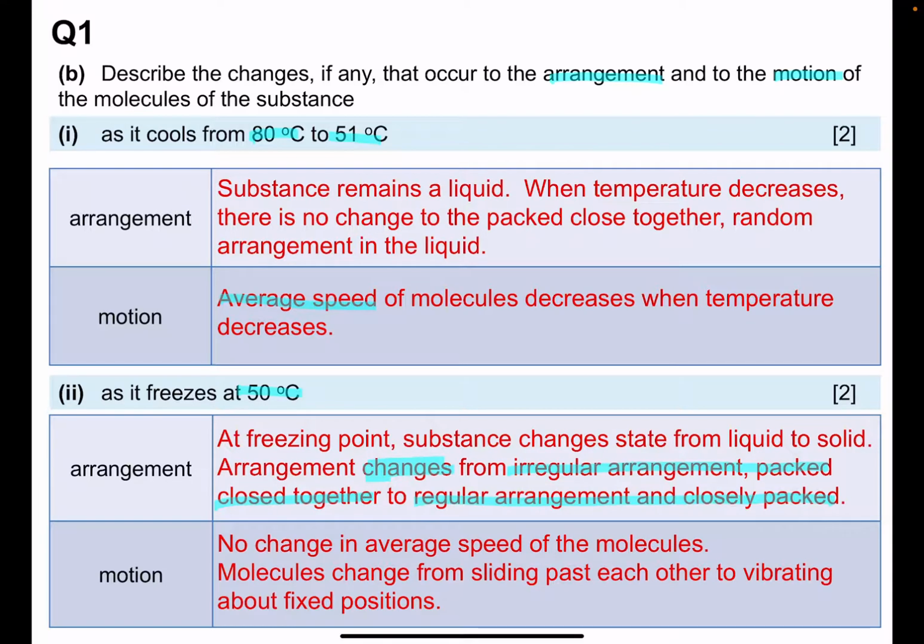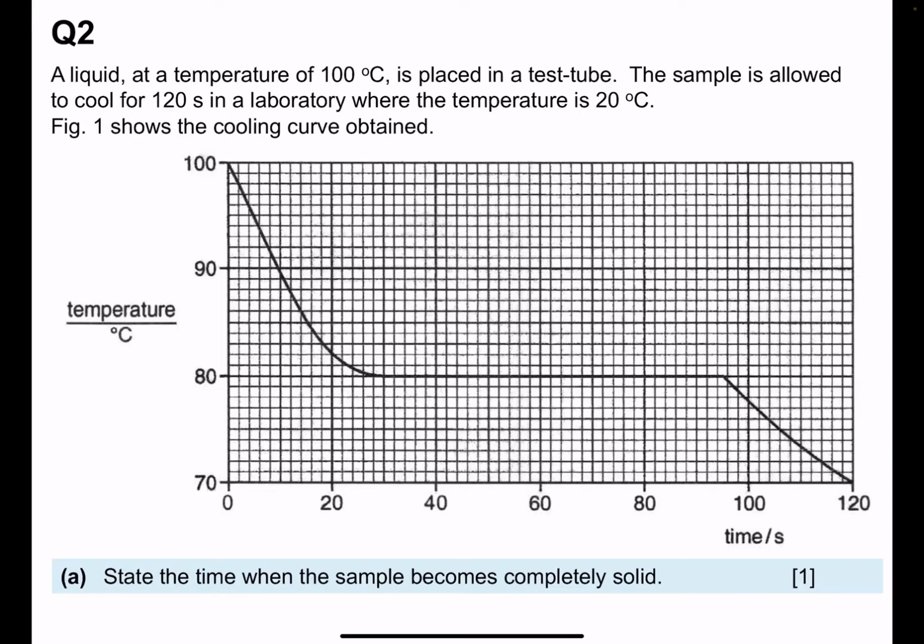In terms of motion, there is no change in the average speed of the molecules because the temperature remains constant at 50 degrees Celsius. However, the molecule changes from sliding past each other to vibrating about fixed positions. Let's try the second question.